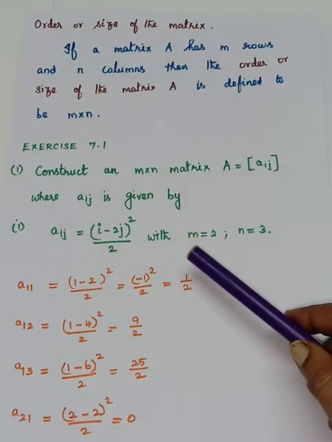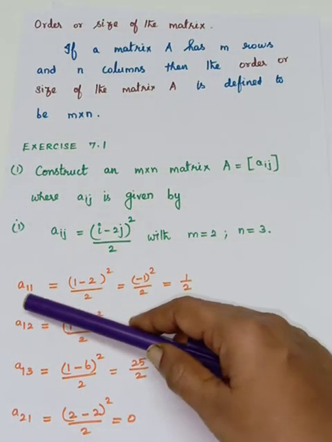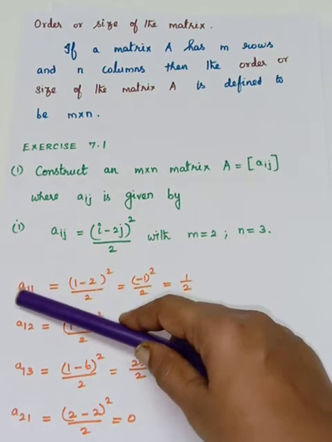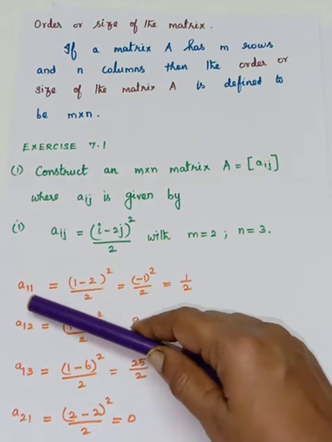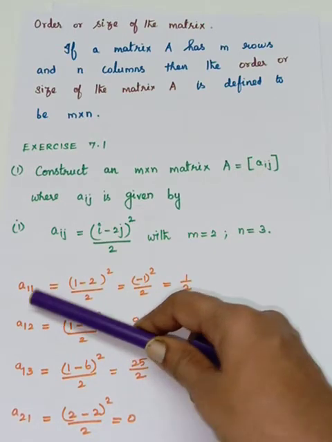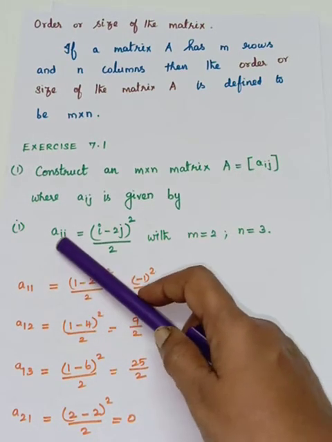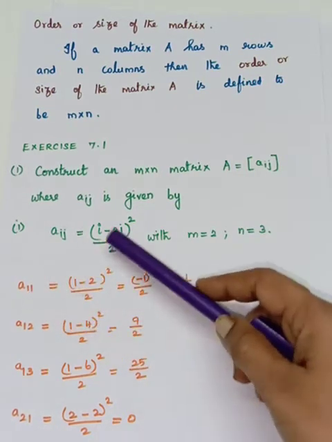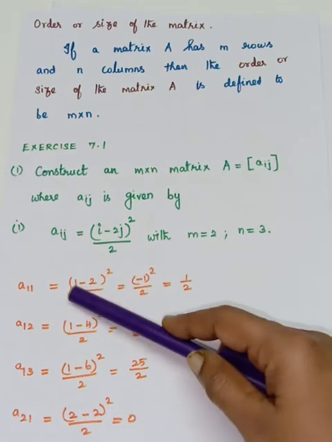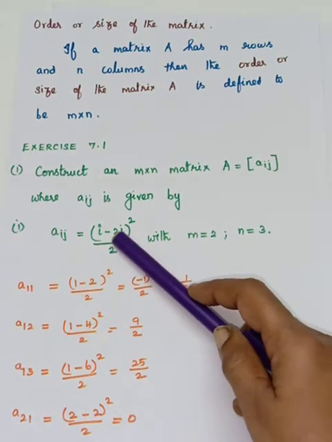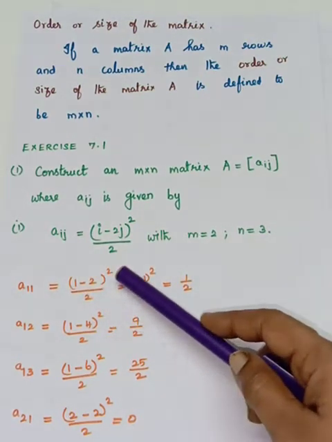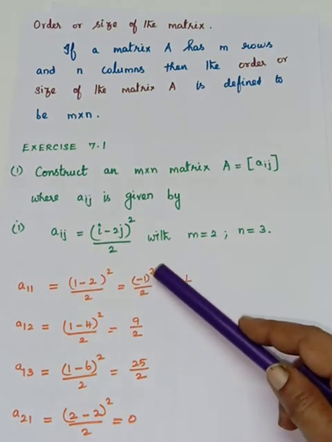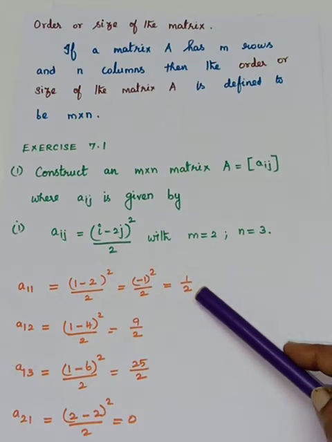Now, first element, what will it be? A11. What is A11? The element present in the first row and first column. Here, when you compare, in the place of i you have 1 and in the place of j also 1. So when you substitute, it is (1 minus 2 into 1, that is minus 2) the whole squared by 2. What is 1 minus 2? That is minus 1. Minus 1 the whole squared by 2 is 1 by 2.